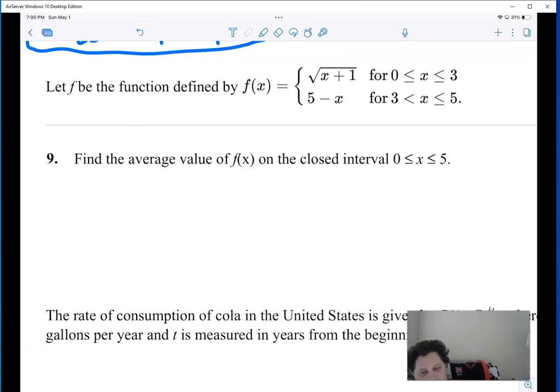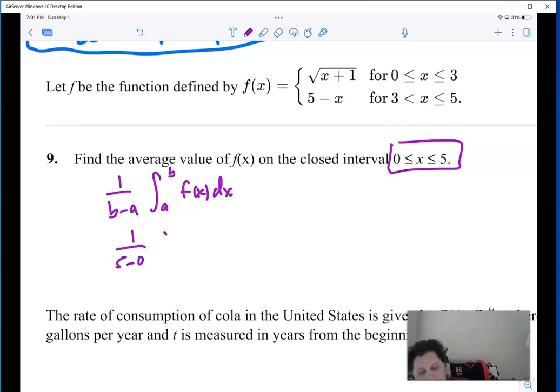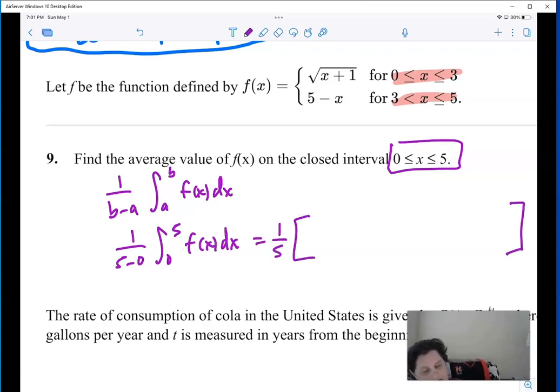Find the average value on the closed interval. Guys, average value of f of x is 1 over b minus a, the integral from a to b of f of x. So on the interval 0 to 5 means it's 1 over 5 minus 0, the integral from 0 to 5. Now here's the problem. This is a piecewise function. So I have to stop. Now I'm still going to let it be 1 over 5 out front. But I have to split these integrals up.